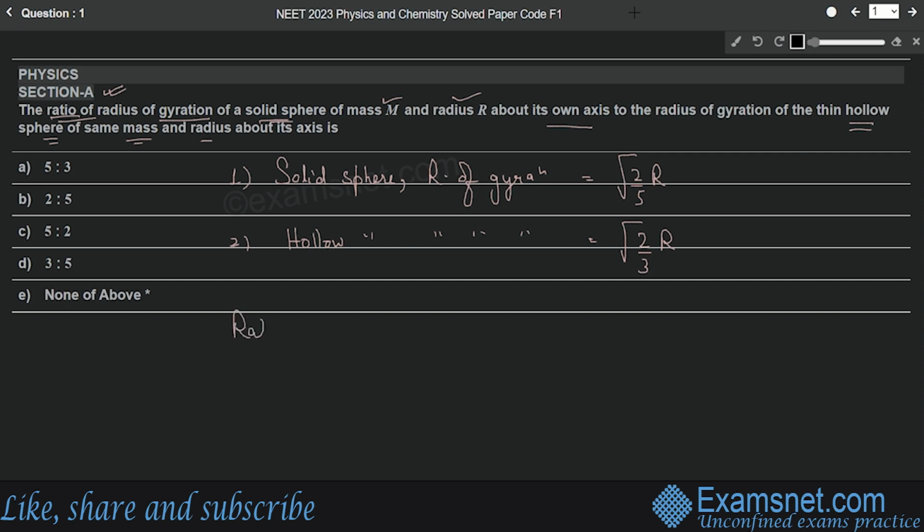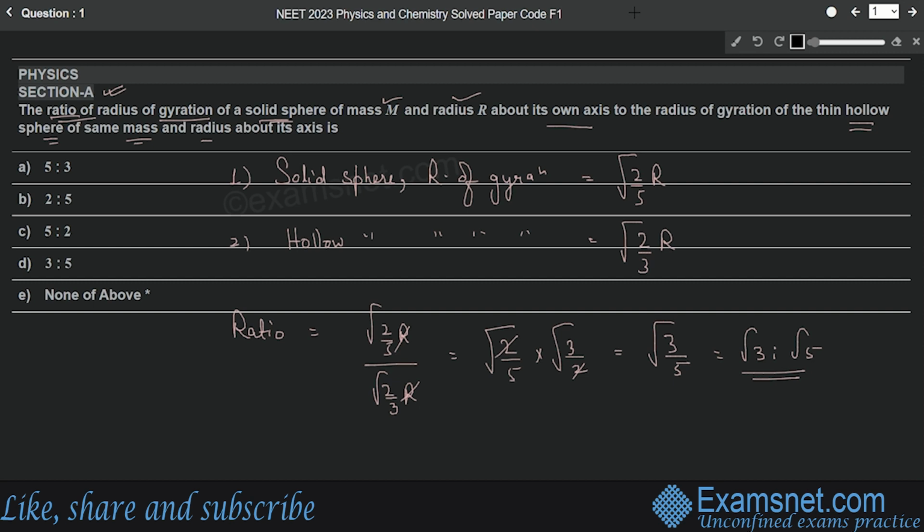So the ratio will be equal to under root 2 by 5 r upon under root 2 by 3 r. Okay, r will be cancelled, so it can be written like this: under root 2 by 5 into under root 3 by 2. Here again root 2 will be cancelled. What is left here? Under root 3 by 5. Okay, so the ratio will be root 3 is to root 5, because 3 and 5 are under roots. So this will be the ratio.